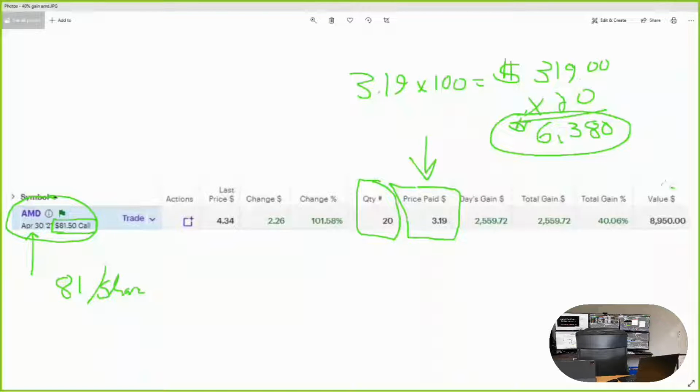Right now, look at how much it's up. It's worth $8,950 right now. That left us so far at the end of the day with a gain for the day of $2,559.72, over a 40% return on this trade right here just by following that trade plan. And that's really important.